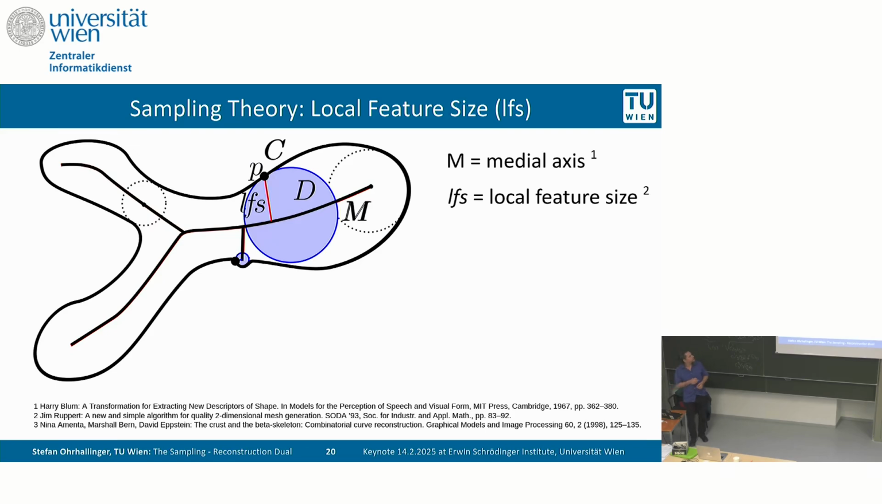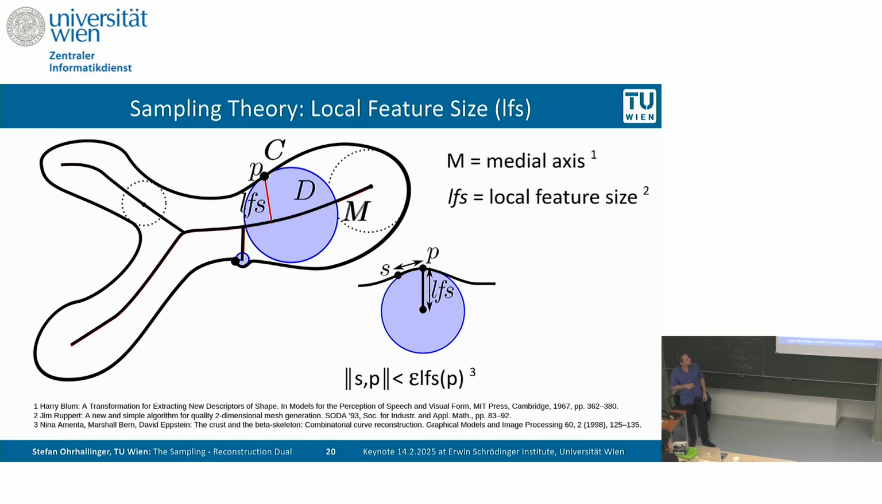Then, if you take any point P on the curve, you take the distance to the closest point on the medial axis. This is called the local feature size, and this tells us how large the feature is. So here it's large, and here it's very small. And once we have this, this epsilon sampling condition was constructed. So for any point on the curve, we also have samples, and there's the distance from a point to a sample on the curve, and this distance must be smaller than the epsilon value times the local feature size.